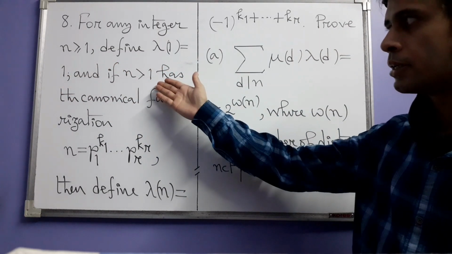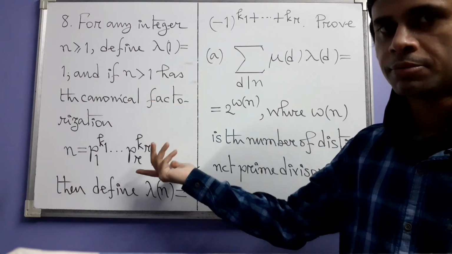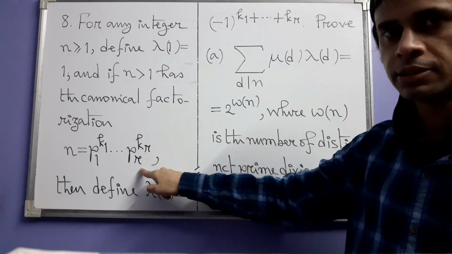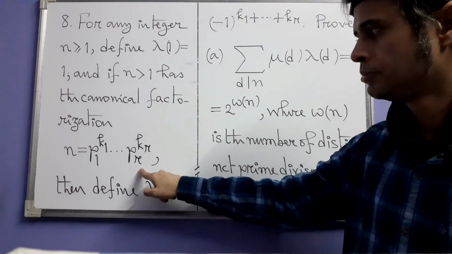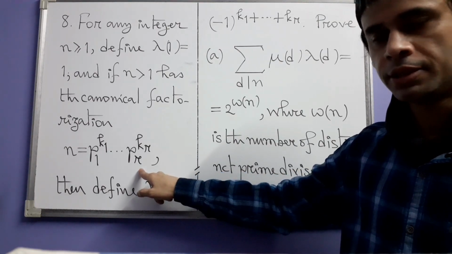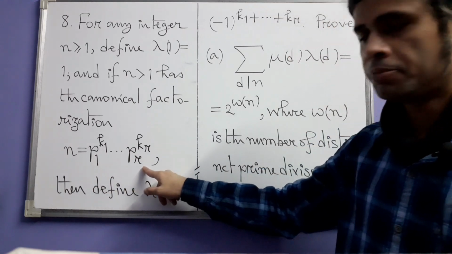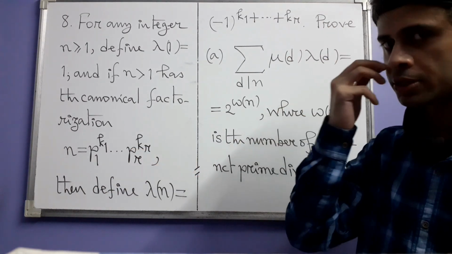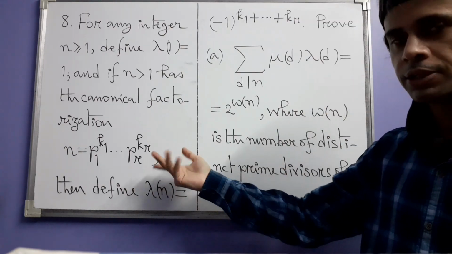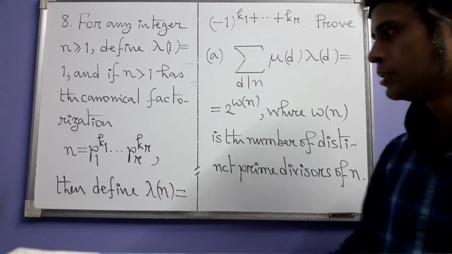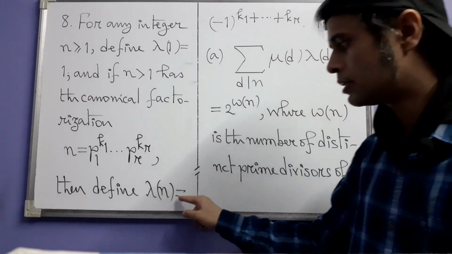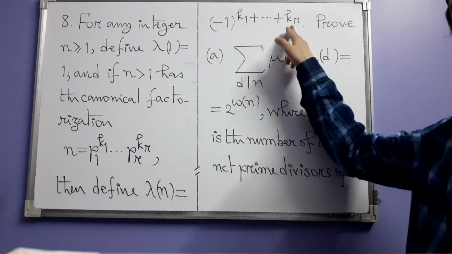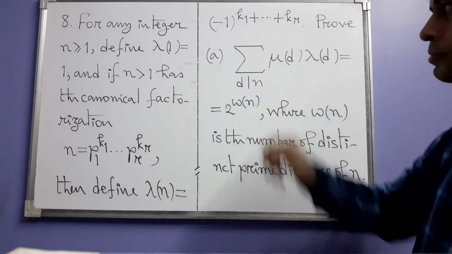And if n is greater than 1, then you already know by the fundamental theorem of arithmetic that n has a canonical factorization, a prime factorization, where again you know these things, that these primes pi are distinct and the exponents ki are all positive integers. So there is no need to write those things again. In this case, this is the definition of lambda. Lambda of n is minus 1 to the power the sum of the ki values.